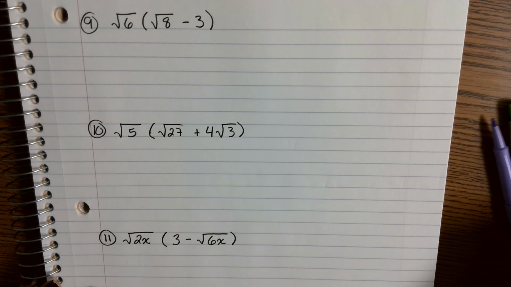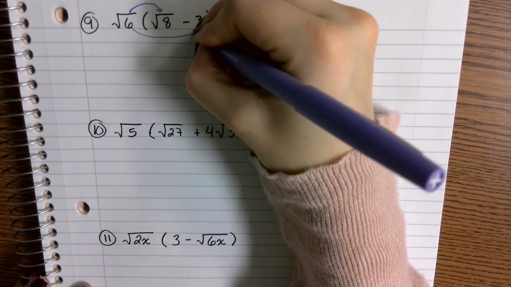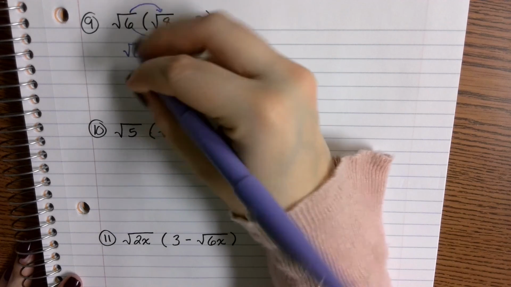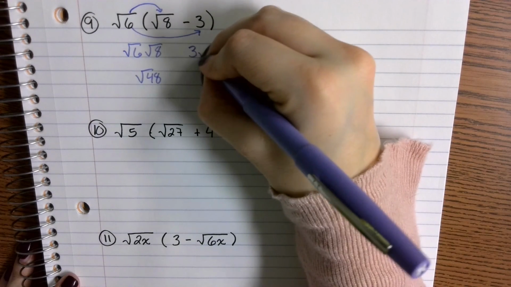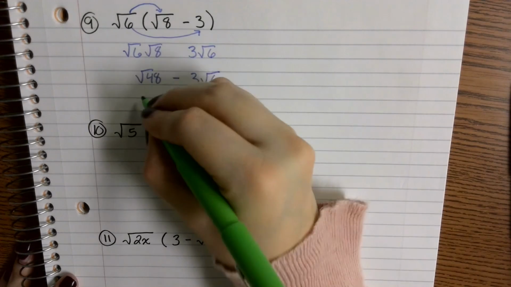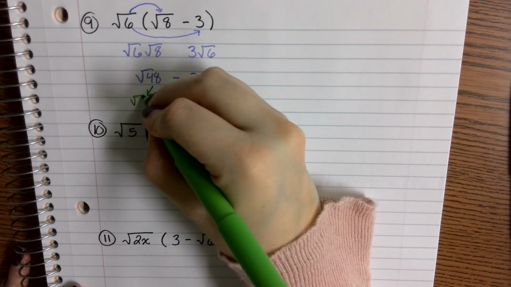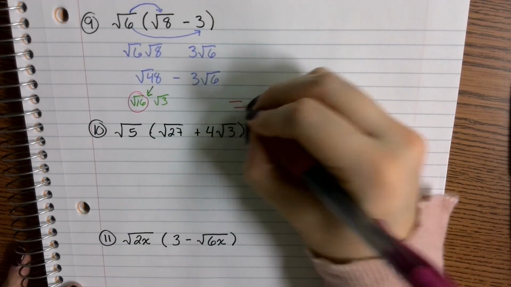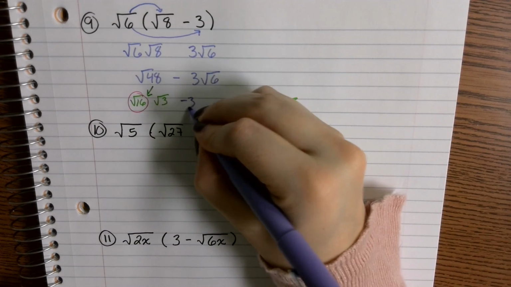Okay, if we distribute, we're going to multiply square root of 6 times the square root of 8 and the square root of 6 times the minus 3. Square root of 6 times the square root of 8 is going to give you the square root of 48. Square root of 6 times the 3 is going to give you 3 square roots of 6. 48 can then be broken down. You can break it apart into what? 16 and 3. So square root of 16, square root of 3, square root of 16 happens to be that perfect square. So you're going to have 4 square roots of 3 minus the 3 square root of 6.